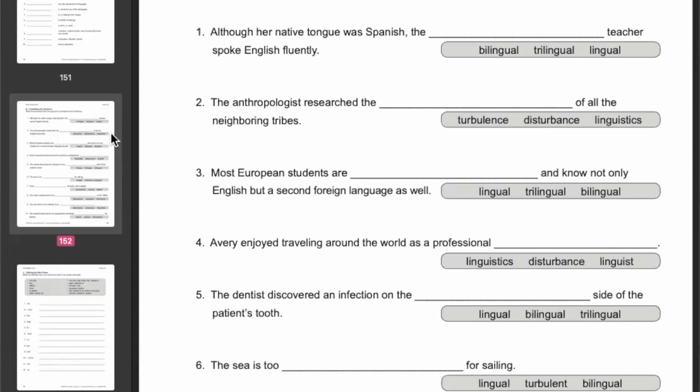Okay, number one, although her native tongue was Spanish, the blank teacher spoke English fluently. The bilingual teacher, that's right. Very good. The anthropologist researched the blank of all of the neighboring tribes. Linguistics, yes. This is definitely something that the anthropologists will do.